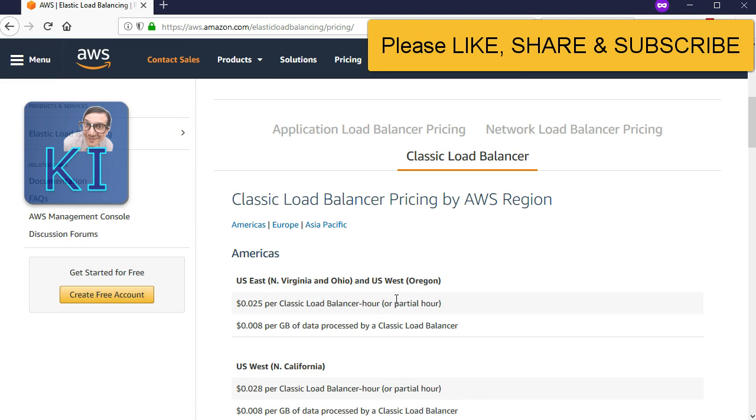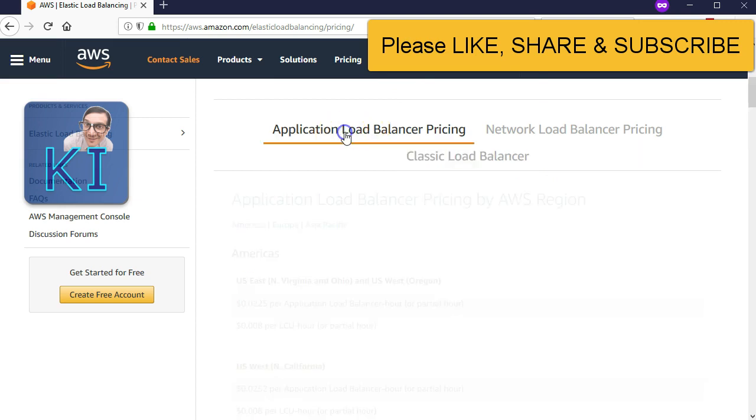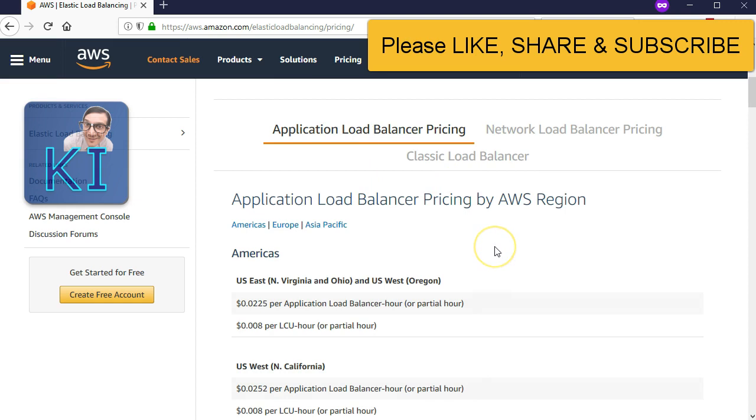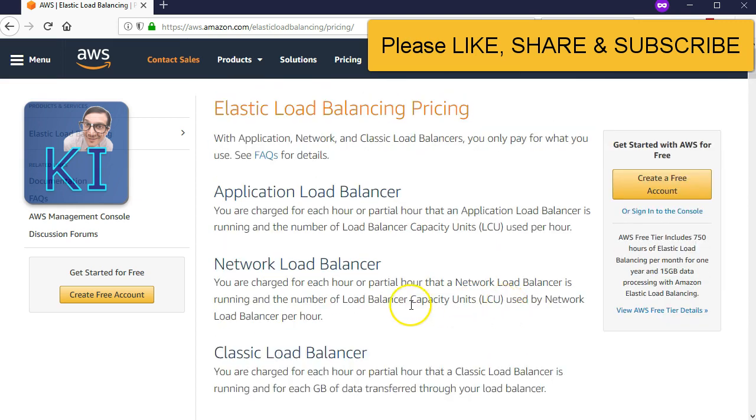Now let's go to application load balancer and network load balancer. First of all, let's talk about application load balancer. I'll click here. In the case of application and network load balancer, they have introduced something called LCU. LCU is load balancer capacity units. In the case of network load balancer, they actually call it NLCU, network load balancer capacity units. In the case of ALB, they just call it LCU.